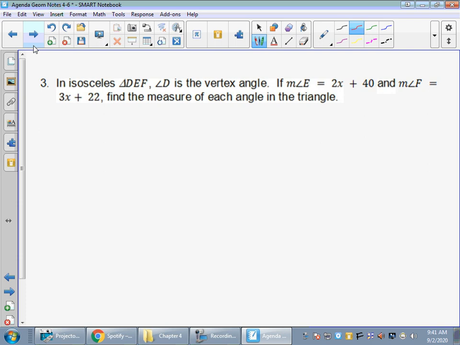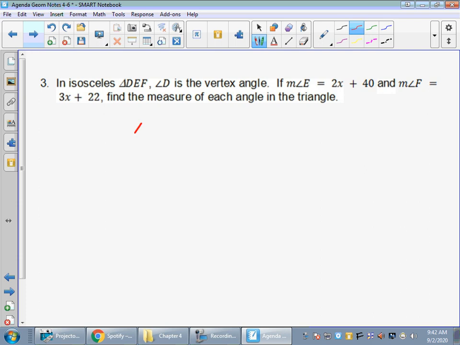The next one here would be number 3. We can look at this one. In isosceles DEF, D is the vertex angle. And this one might help you solve the number 2 as well. It's very similar. So D is the vertex angle. And then they give us the measure of angle E and the measure of angle F, and they want the measure of each angle in the triangle. So they want all 3 angle measures.